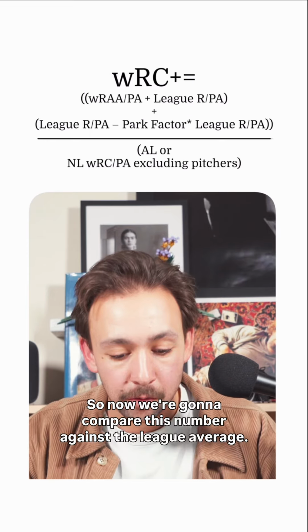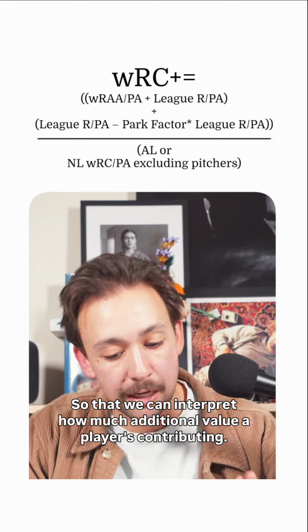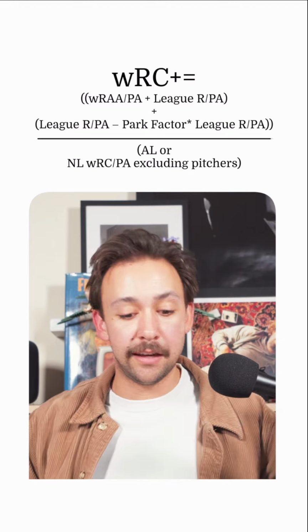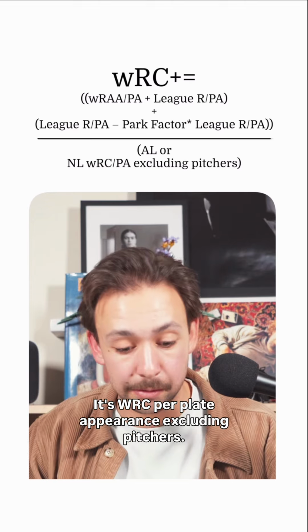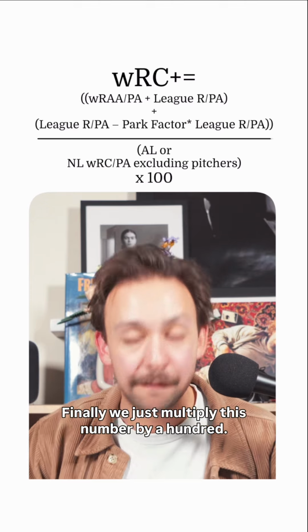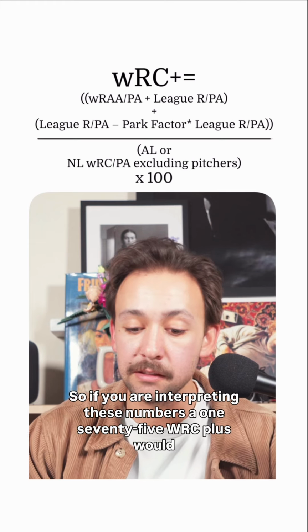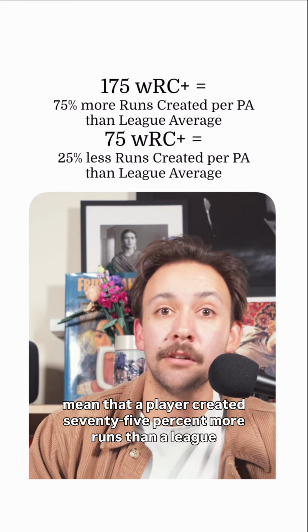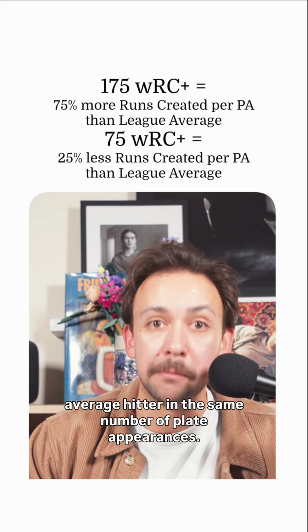So now we're going to compare this number against the league average so that we can interpret how much additional value a player is contributing. As you can see, this number is league adjusted, AL or NL, and it's wRC per plate appearance, excluding pitchers, a number we created earlier. Finally, we just multiply this number by 100. So if you are interpreting these numbers, a 175 wRC+ would mean that a player created 75% more runs than a league average hitter in the same number of plate appearances.